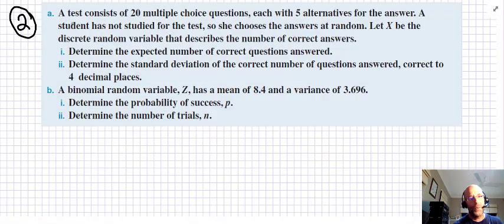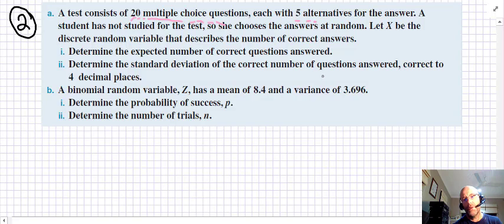Okay, the second example and the final one. We have this time 20 multiple choice questions. Each has 5 alternatives, so fewer questions, but we've got 5 alternatives for each one. The student has not studied, i.e. they don't know anything, they haven't even got any clues or any way of increasing their chances. Purely random. It's binomial. It's success or fail on each question, right or wrong. Let x be the discrete random variable that describes the number of correct answers.